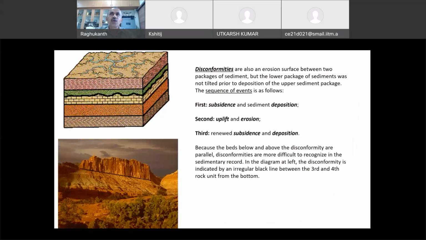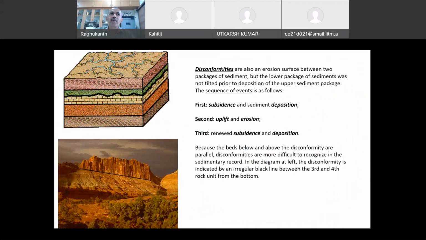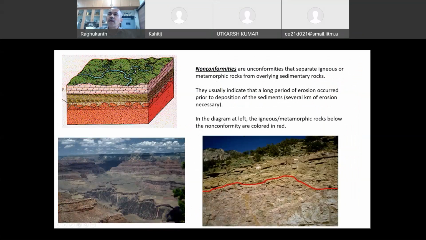You can see here angular unconformities: the lower layers are inclined and the top ones are horizontal. And disconformity means all layers are horizontal, perfectly linear, then suddenly you see a wavy structure. Or you see sedimentary rock deposited on top of igneous rocks, and this contact is also wavy. That's what we call non-conformities.